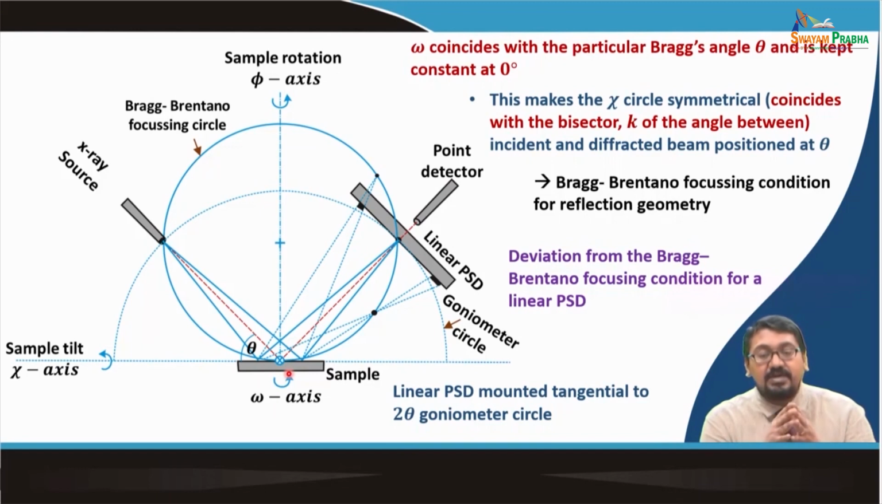So, if we use a linear position sensitive detector, then there is a deviation from the Bragg-Brentano focusing condition for this case, because the linear position sensitive detector is actually kept tangential to this goniometer circle, and therefore, you see that this H 1 K 1 L 1 and this H 2 K 2 L 2 are not in the focusing condition.